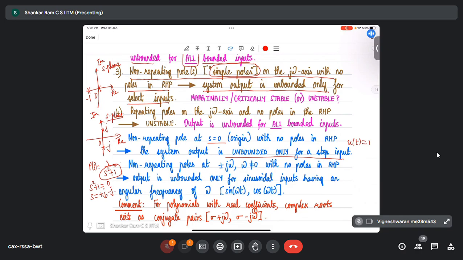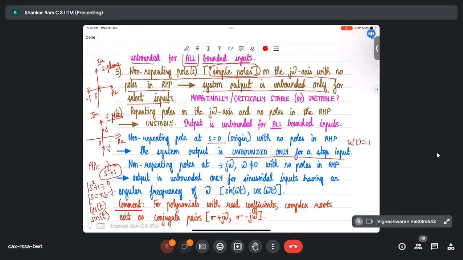Now, if we have such a case, it so happens that my output will become unbounded only for cos t and sin t. The angular frequency of the sine and cosine signal should be equal to the magnitude of the pole, which I have on the imaginary axis as complex conjugate poles. See, what is the magnitude of plus j and minus j? It is 1, right? So for cos omega t and sin omega t, I substitute omega equals 1.